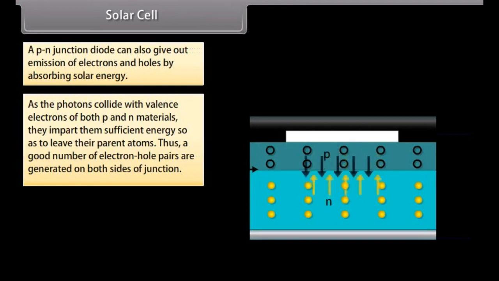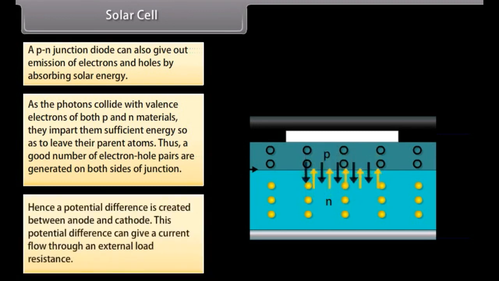Thus, a good number of electron-hole pairs are generated on both sides of the junction. Hence, a potential difference is created between anode and cathode. This potential difference can give a current flow through an external load resistance.